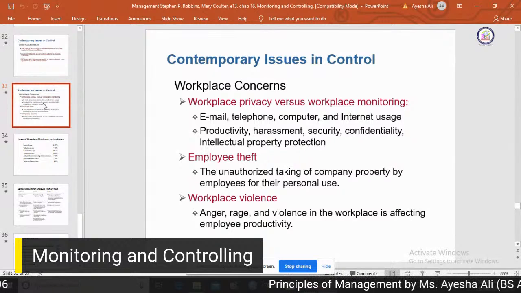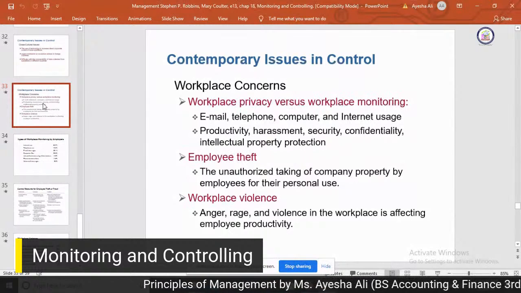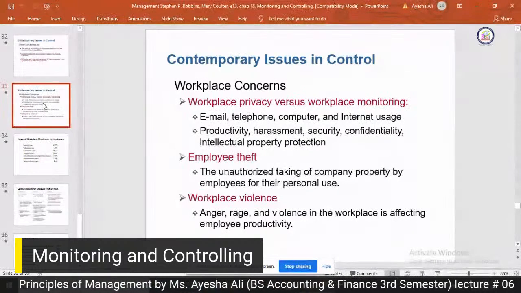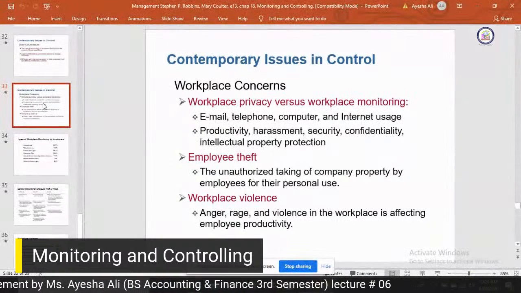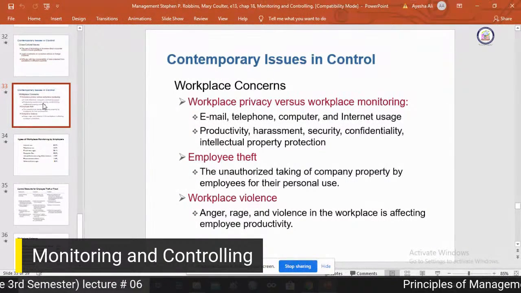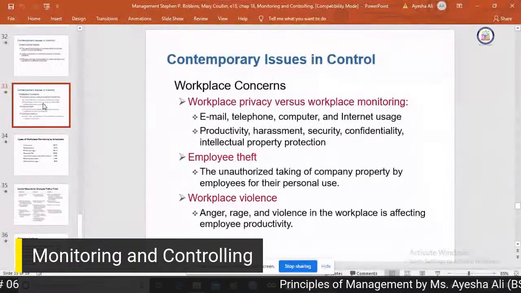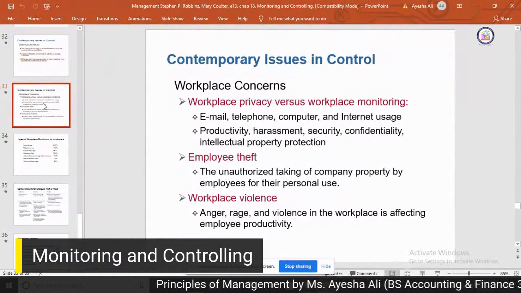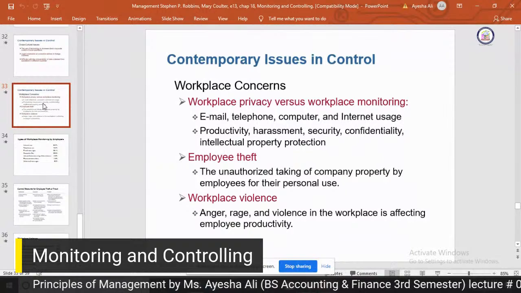Then workplace concern, in which we have privacy versus monitoring. So in today's world, basically, it's not just organizations. Everyone is monitoring us. Basically, every individual is monitored by somebody.